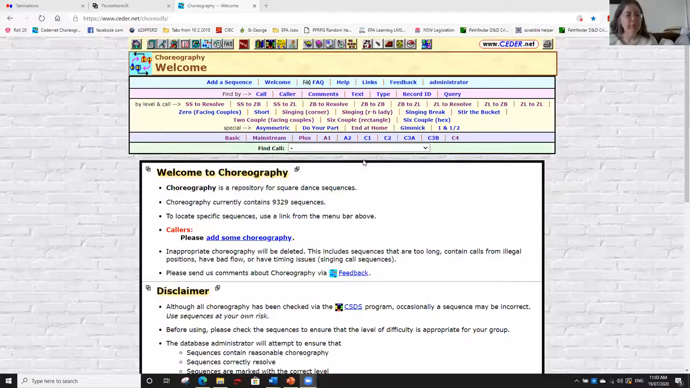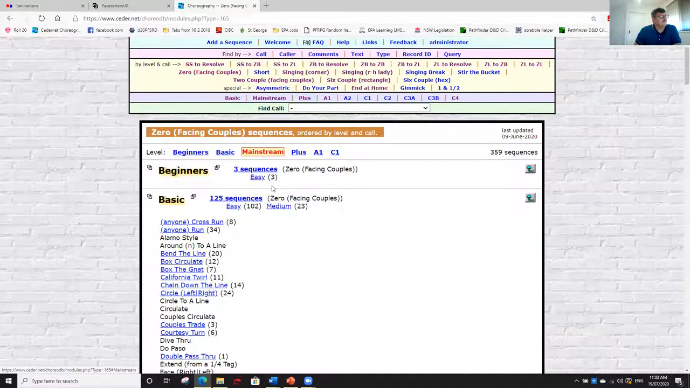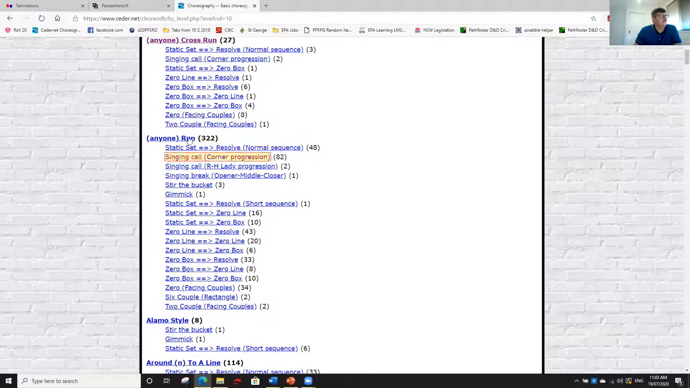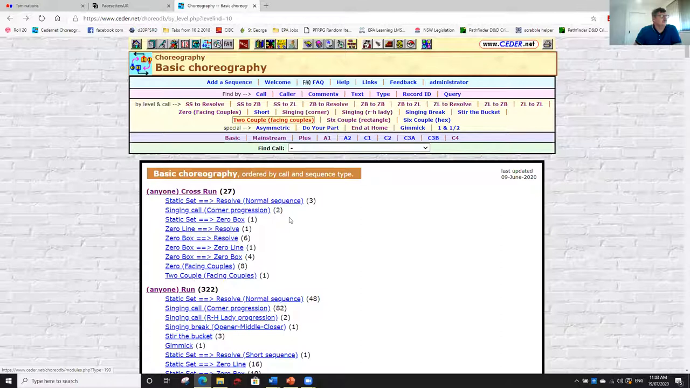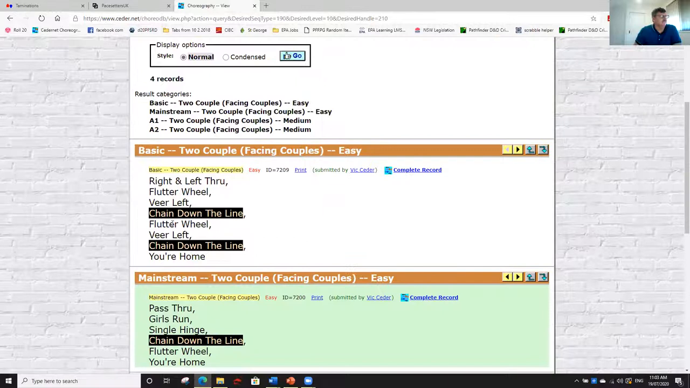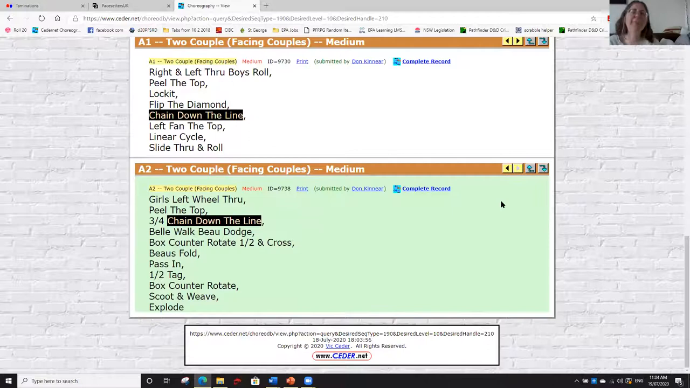Yeah, that's what I was thinking. But it's like, okay, I wonder if it was written down somewhere too. There's also this. Oh, okay. Now on CedarNet, you've got a lot of two couple zeros. Yeah. So if we look at basic zeros, you can. And you've got also, I believe, two couple facing couples. So if I want to work chain down the line. Okay, so I don't have to reinvent the wheel. You don't have to. Okay.